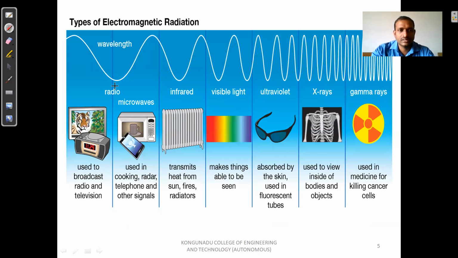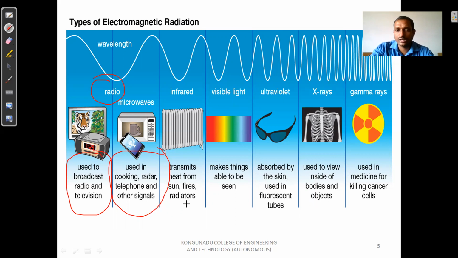First one is the radio waves. They have long wavelength and low frequency. They are used in radio and television broadcasting, for radio and television communications. Next one is microwave. It is used in cooking, radar, telephone and other signals. We are using the microwave oven for cooking purposes, and also radar and telephone and other signals for communication purposes.